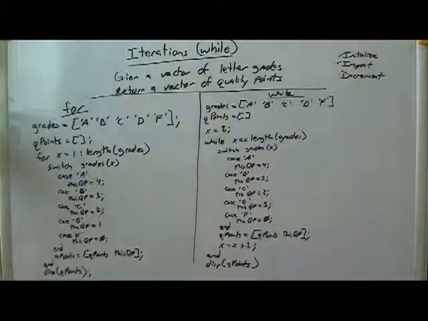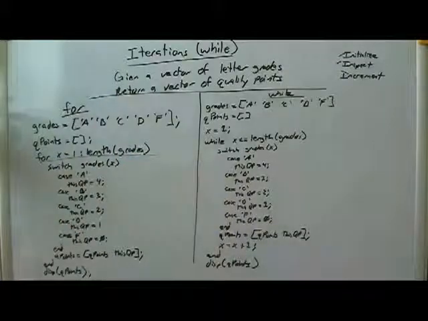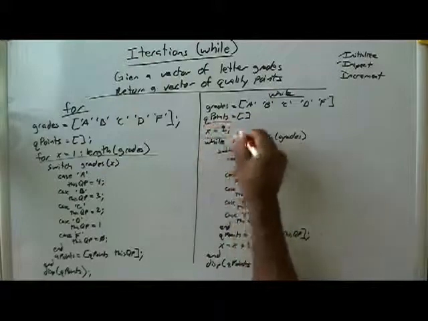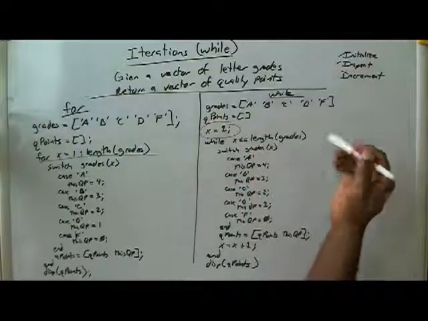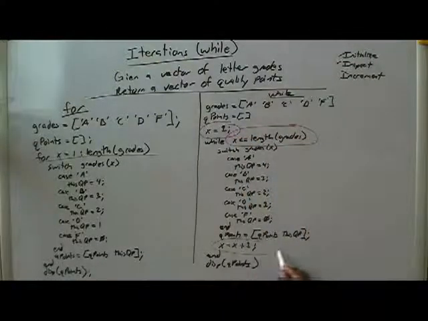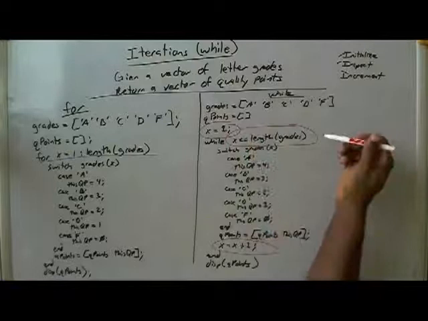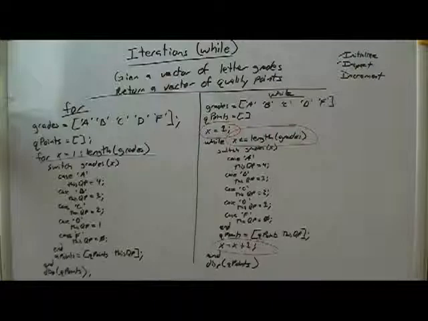So let's go through once again. The for loop over here, all that's done for you. In the while loop over here, this is my initialization. This is my inspection, and this is my incrementing. Initialization, inspection, and increment. Okay. So once again, just for completeness, I'll go through this loop.